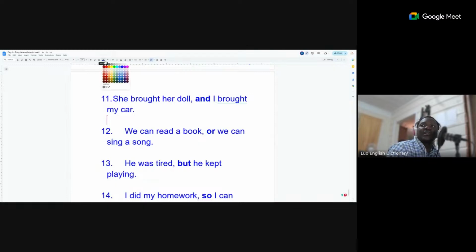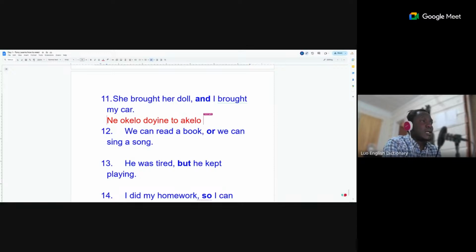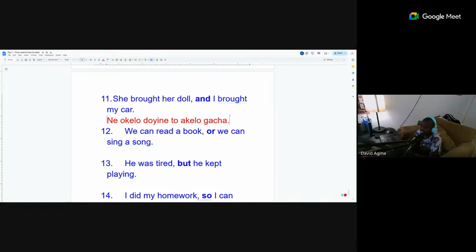She brought her doll and I brought my car. Ne okelo doli ne. So akelo gacha. That's it. Can you say that? Ne okelo doli ne to akelo gacha.